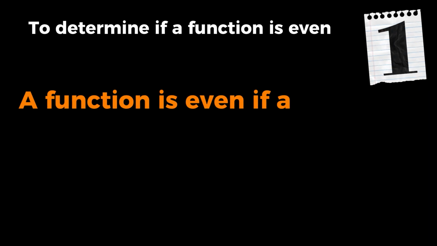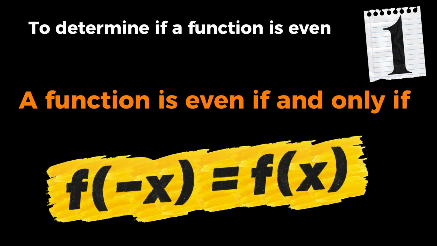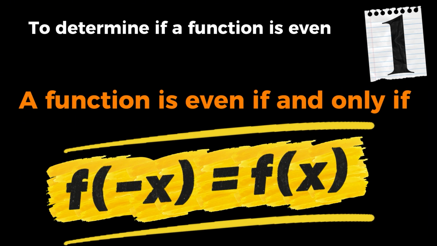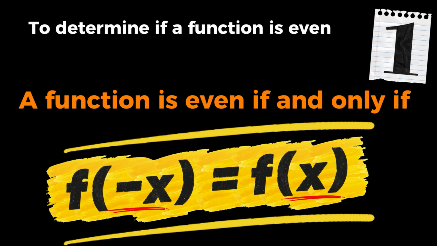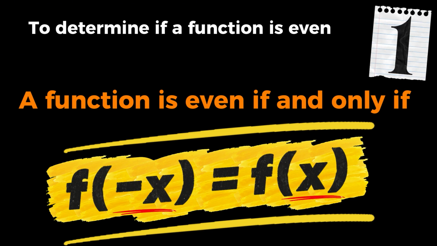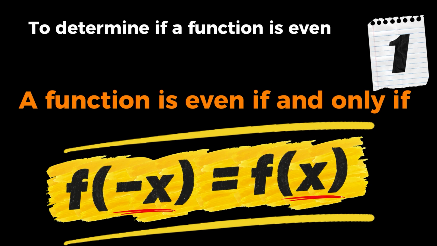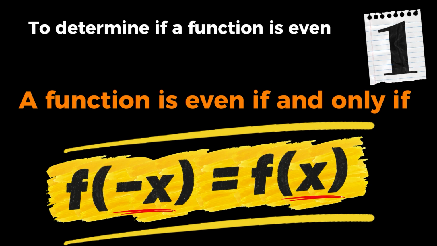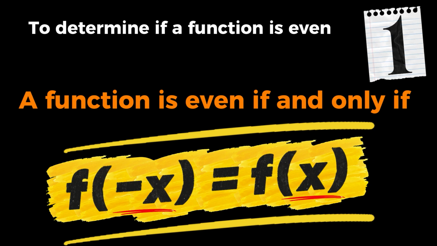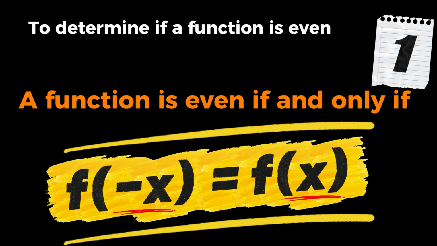A function is even if and only if f of negative x equals f of x. That is, if you replace x with negative x and nothing changes, and the new function is exactly the same as the original function, then the function is called an even function.